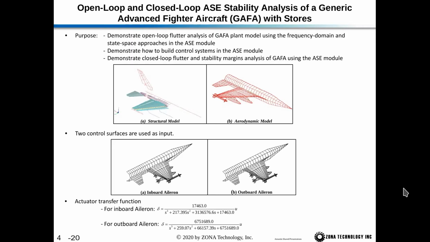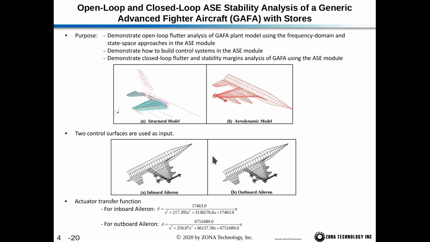So we'll look at some quick examples here. So we have an open loop and closed loop ASE stability analysis of a generic advanced fighter aircraft, GAFA, with stores. The purpose here is to demonstrate the open loop flutter analysis of the GAFA plant model using the frequency domain and the state space approaches in the ASE module. We're going to demonstrate how to build control systems in the ASE module and demonstrate closed loop flutter and stability margins analysis of the GAFA using the ASE module.